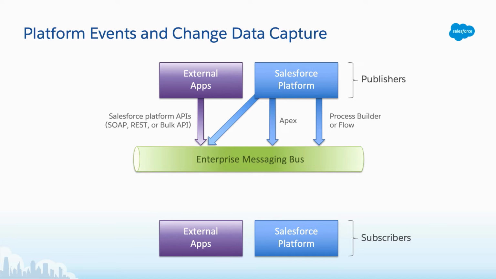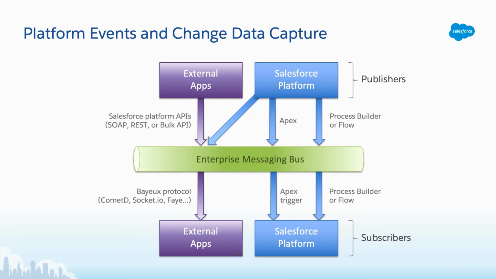Now, on the subscriber end, two options. If you're on the Salesforce platform, you can use a simple Apex trigger, exactly the same way you would create a trigger on a custom object or one of these standard objects. And you can also use process builder again or flow if you are interested in a declarative option to receive those events. Now, if you are running an external application, you'll have to use code.